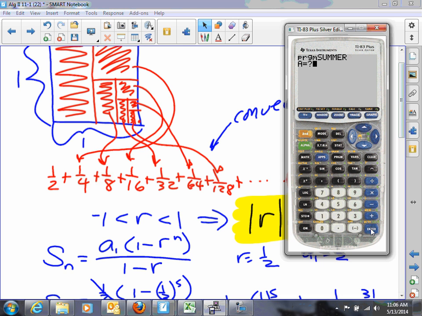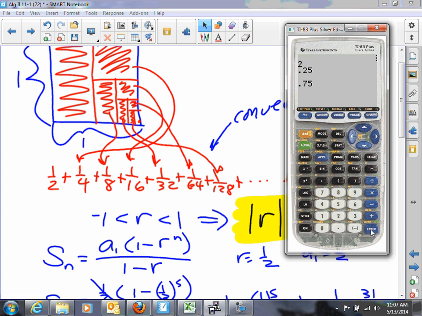When I press enter, it wants the first term, which I'm going to put in as 1/2, and it wants the common ratio, which I'm also going to put in as 1/2. And then when I press enter, it gives me 3 pieces of information. The first line is how many terms, the second line is the term, and the third line is the sum. So with one term, the term is 1/2 and the sum is 1/2.